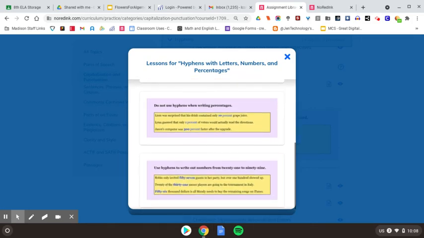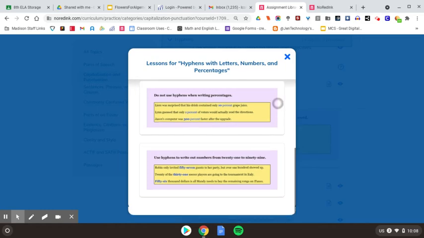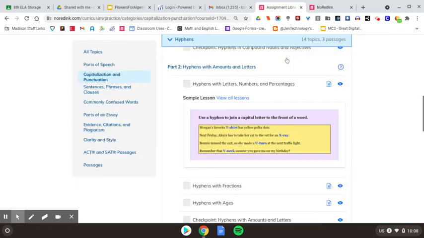When you write out a percentage, like they have in the examples, 10 with the word percent spelled out or 1 with the word percent spelled out, you don't hyphenate. And then finally, the bottom one, use hyphens to write out numbers from 21 to 99. So 21 to 99, we're going to hyphenate. So let's take a look at some examples.